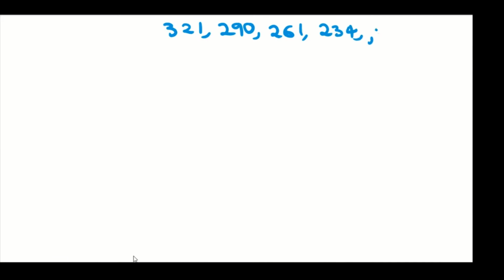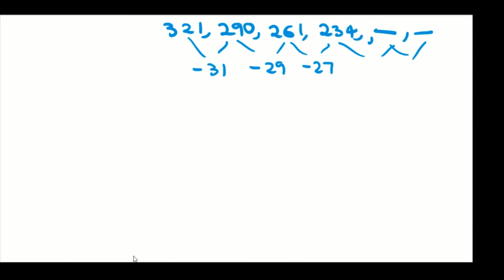So to write down the next two terms, we're just going to find the first difference of the sequence, which is minus 31, minus 29, minus 27, and we find the second difference being 2, right? So the first difference is 290 minus 321, 261 minus 290, and then for the second difference, we just subtract these two here. So it's minus 29 minus minus 31 to get the second difference, right?